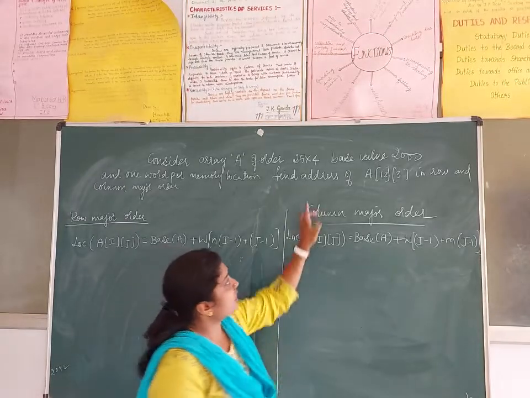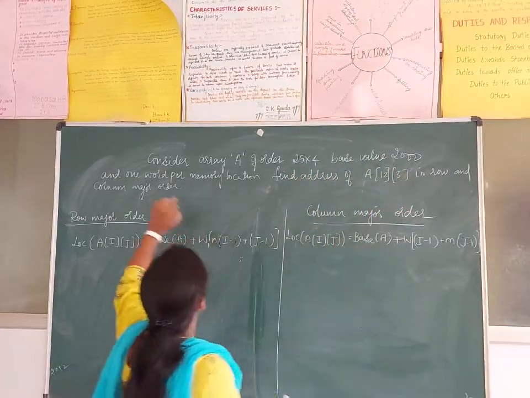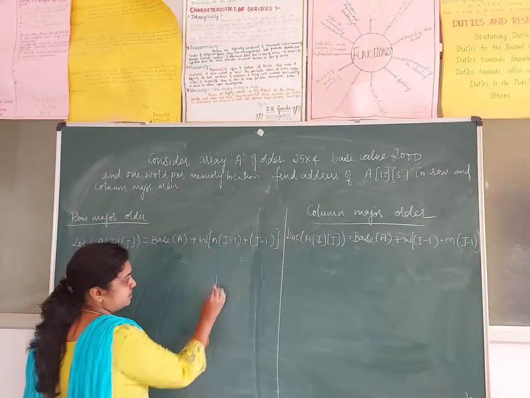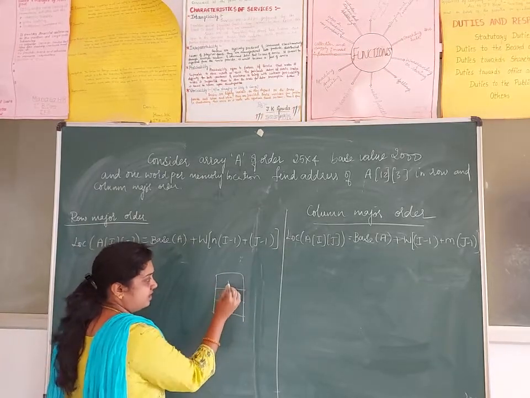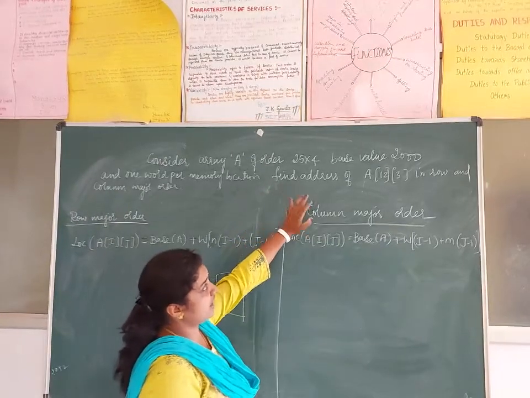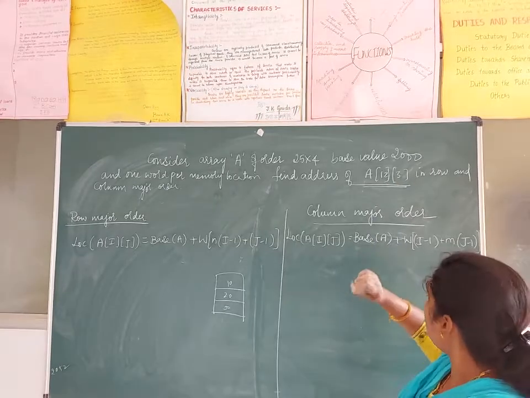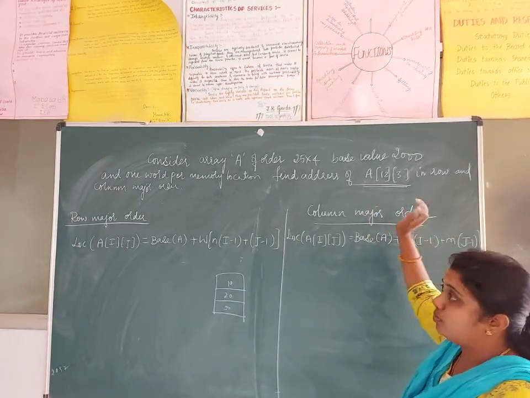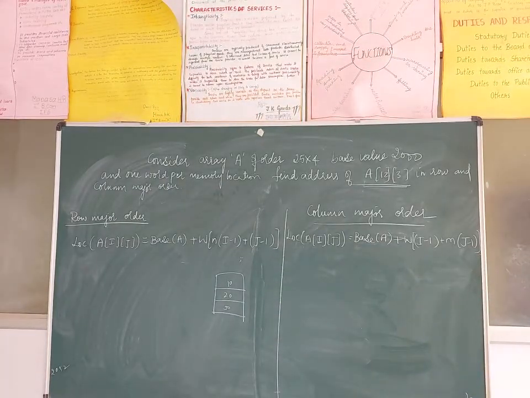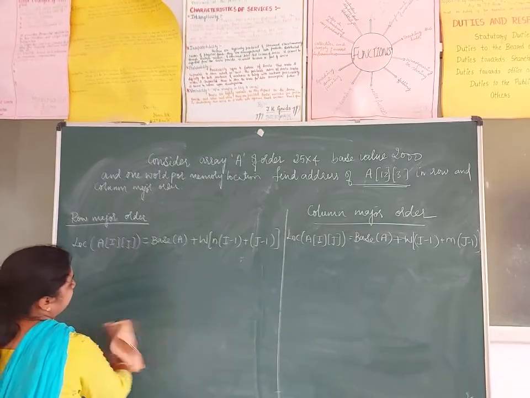An address. Okay, 25 cross 4, base value is 2000, and one word per memory location. In the sense, in each memory location, only one item will be stored. And you have to find the address of A of 12, 3. You have to use both row and column major order. Now first we'll see all the inputs they have given.